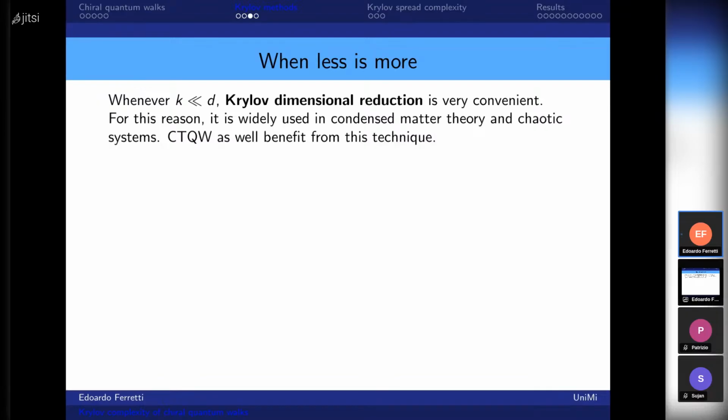And it often happens that K might even be orders of magnitude less than D. So the dimension of the Krylov subspace might be orders of magnitude less than the dimension of the Hilbert space. It was introduced and widely used in condensed matter and quantum chaos, and in general in systems where, since we have many particles, the dimension of the Hilbert space scales exponentially. But quantum walks also benefit from this technique.